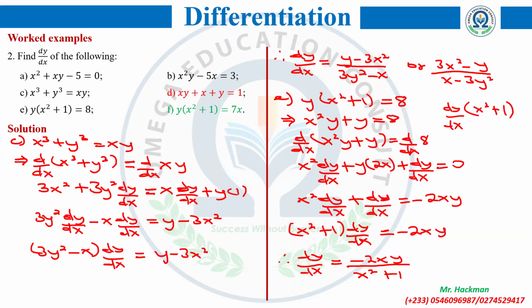Sir, please, where did you get the plus y from? Is it this one? Yes, please. Oh, we expanded this, so y times x squared will give you x squared y, plus y times 1. You get it now, right? Yes, please. So I guess the explanation is clear.